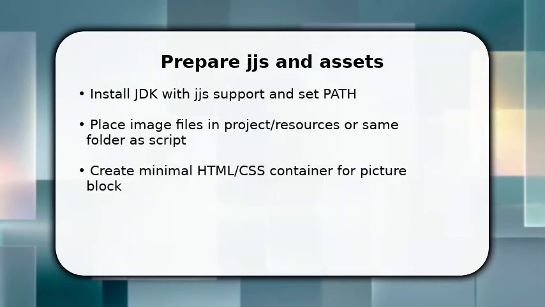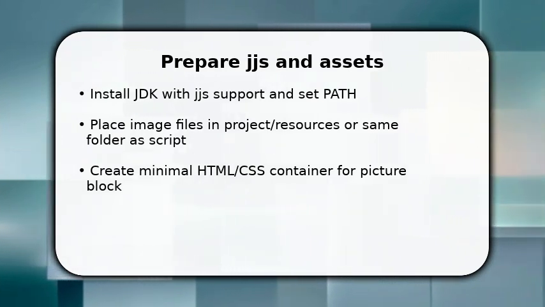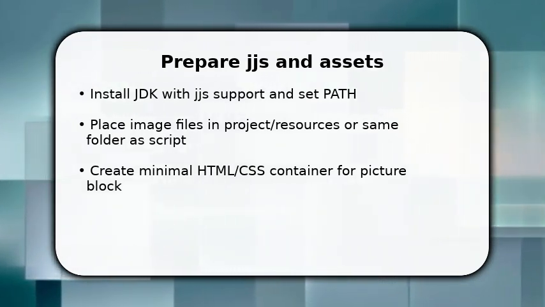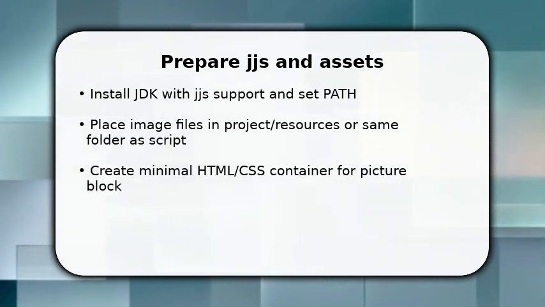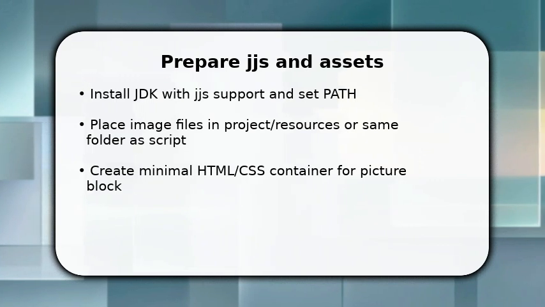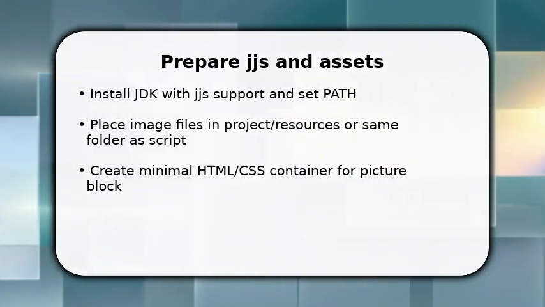You start by confirming JJS is available and your images are where the script can read them. Once done, set a clear file path variable and load a tiny HTML container to host the picture block. You will reference that container from JJS. Make sure permissions allow file reads.